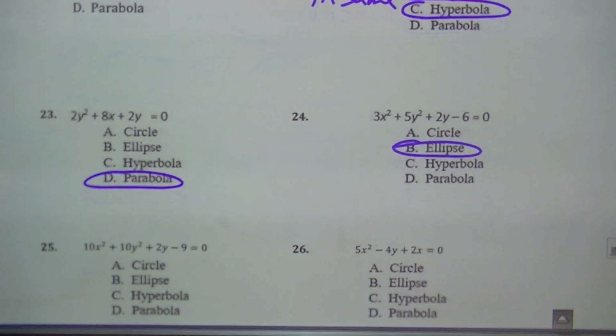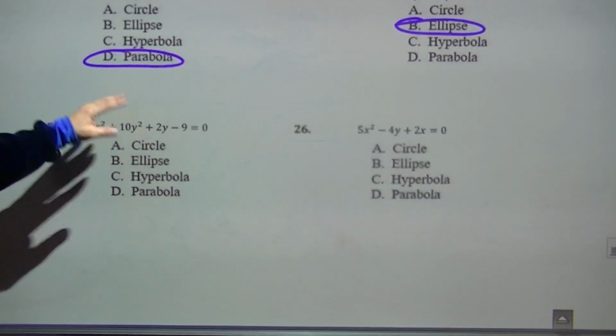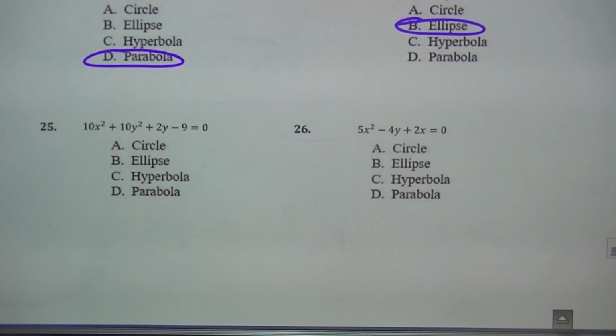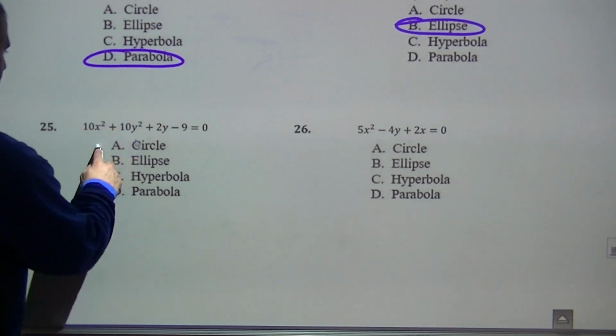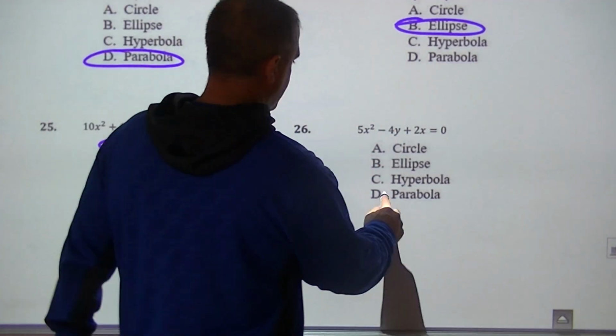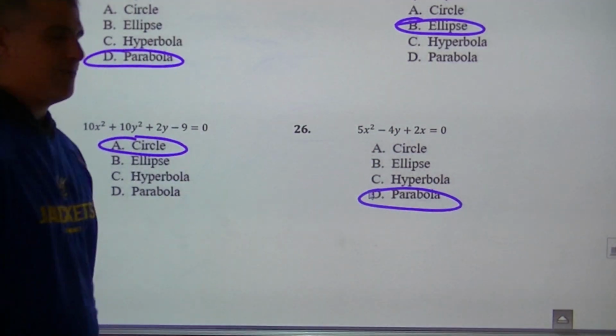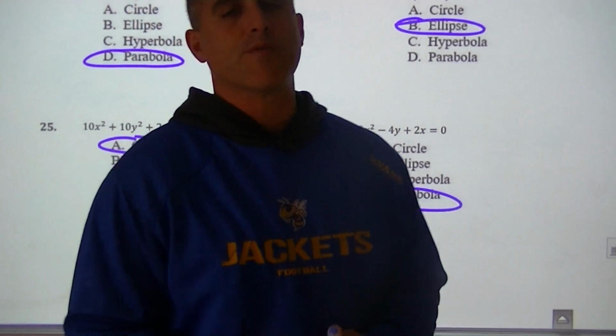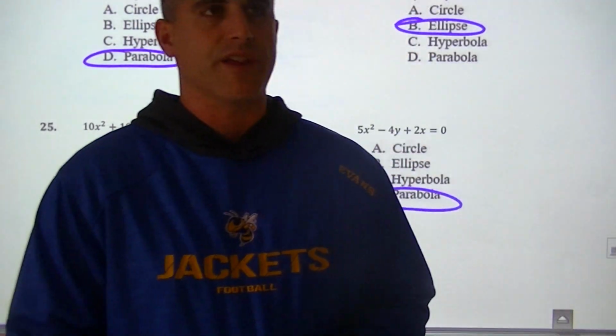This one, two square terms, so not a parabola. No minus, not a hyperbola. Since those are the same, it's a circle. This one, since it has one square term, automatically a parabola. So if you just go through and practice some of that stuff, be good with the calculator, you should do well.